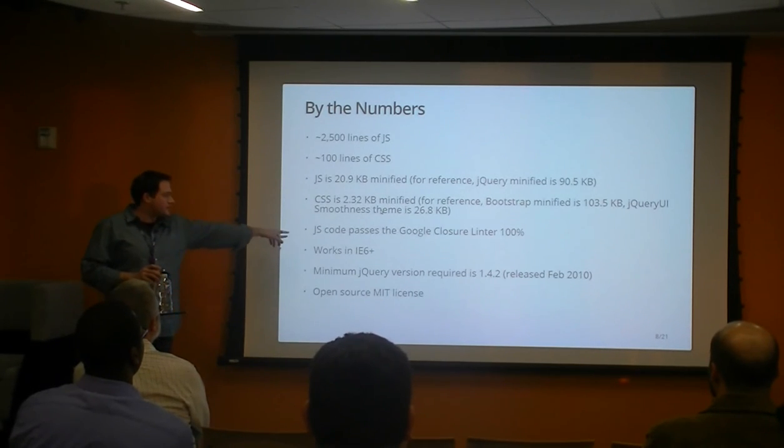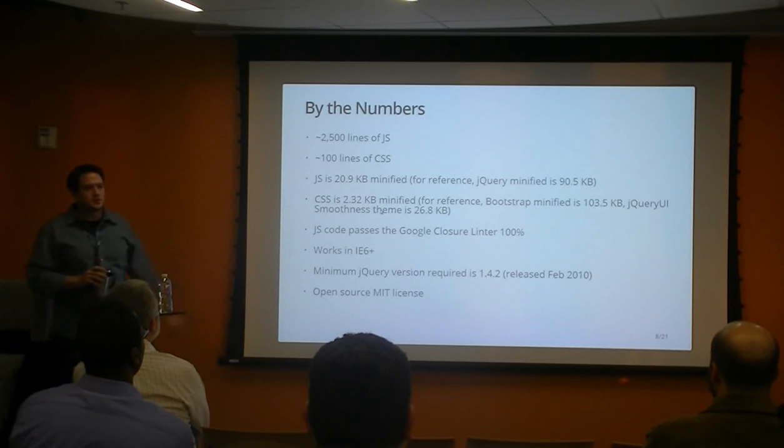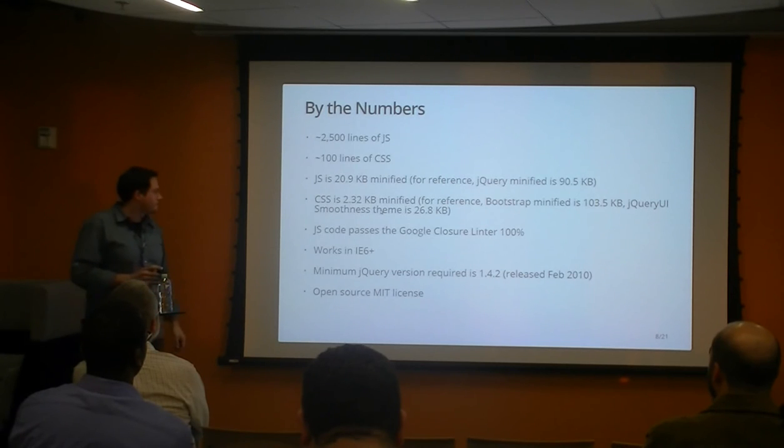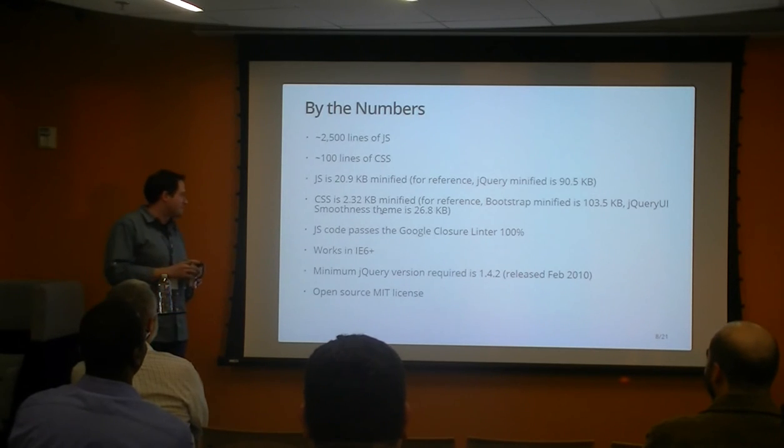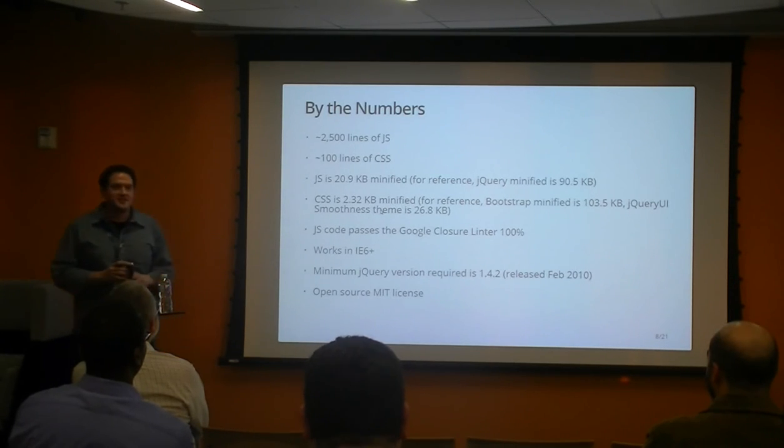The JS code is pretty clean. It passes the Closure Linter 100%, which is nice. It works in IE6 and up. A caveat to that: the CSS in IE6 is not fantastic, but it works. It'll be functional for your customers in IE6. And it's fast too. Minimum jQuery version is 1.4.2, which, come on, you have that. If you don't have that, you've got a bigger problem. And it's open source with a liberal MIT license.